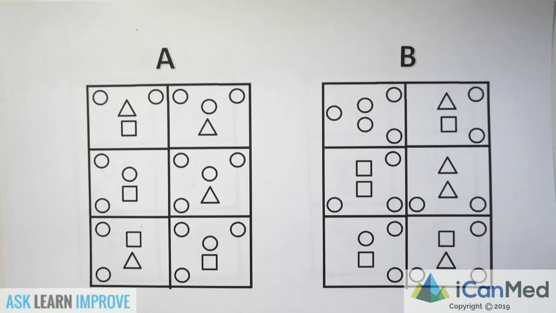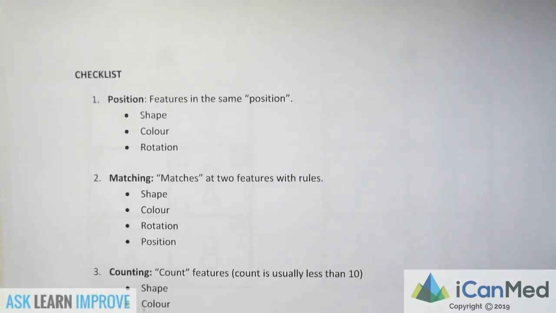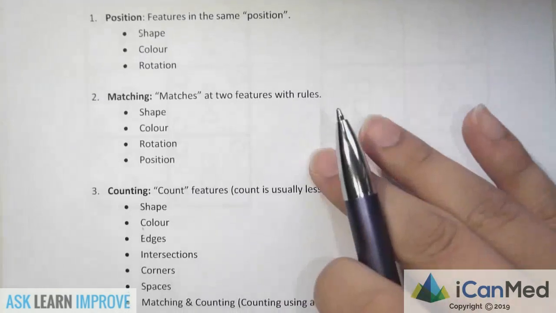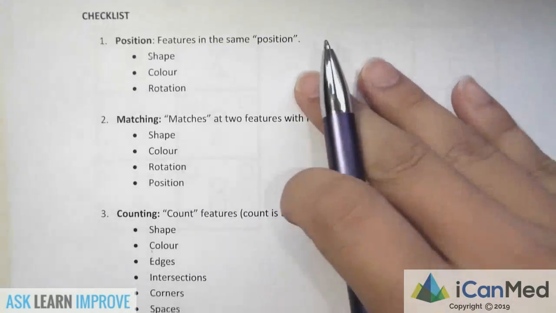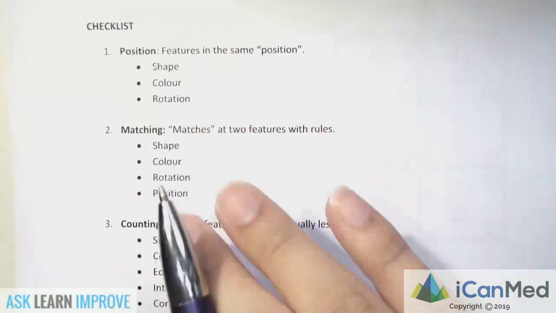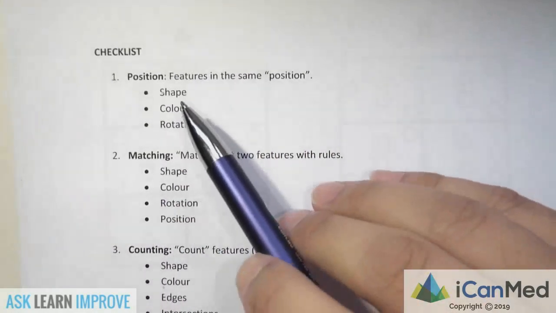So if I take a look at set A and set B, how do I go about finding my pattern? And what type of patterns does UCAT use? We've come up with a checklist that helps you find the patterns. In fact, any pattern in these sets questions can be mapped onto one of 3 types of pattern: a position pattern, a matching pattern, and a counting pattern.